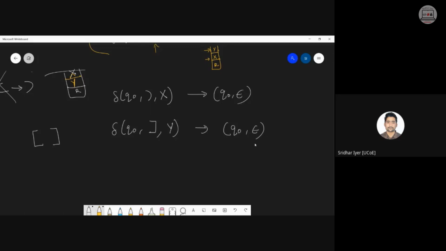So I hope this is clear. And finally, we need to go to the final state. We are in Q0 only. If the stack is empty and the input is empty, we know how to go to the final state. So a total of 9 transitions are involved over here. And this is how you reach the final state. Clear? Somewhat tricky, but practice will make you perfect. Okay, so I hope this is clear now.